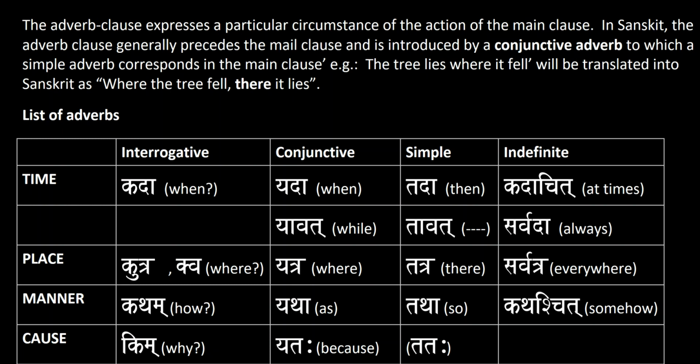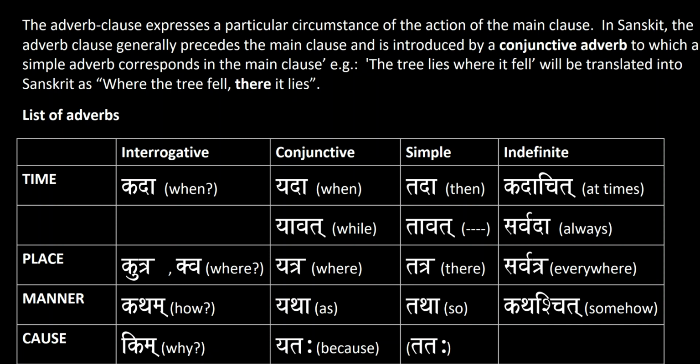In Sanskrit, the adverb clause generally precedes the main clause, and it is introduced by a conjunctive adverb to which a simple adverb corresponds in the main clause. For example, the tree lies where it fell will be translated into Sanskrit as where the tree fell, there it lies.